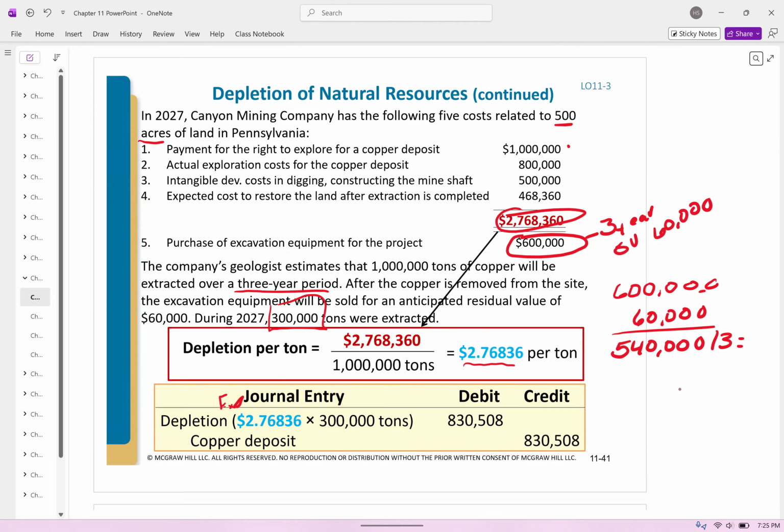So let's do depreciation per ton. We have our 600,000 minus 60,000. We got the exact same 540,000. Divide that by 1,000,000 tons to get 54 cents per ton. They extracted 300,000 tons and multiply it times our rate to get 162,000.